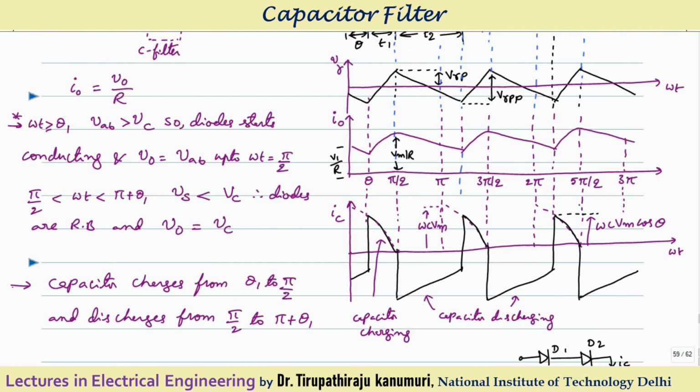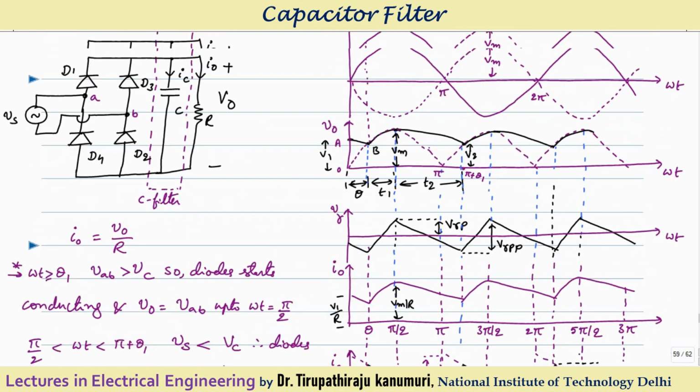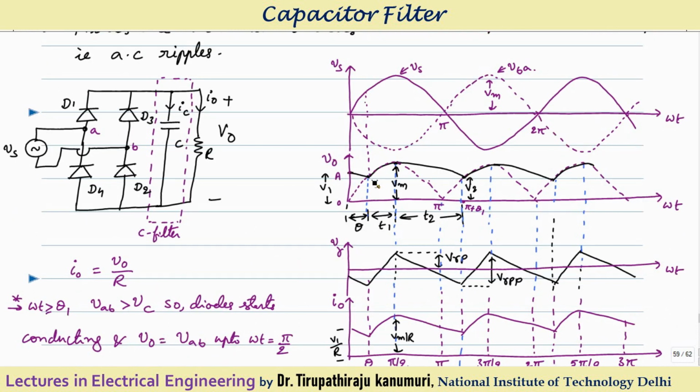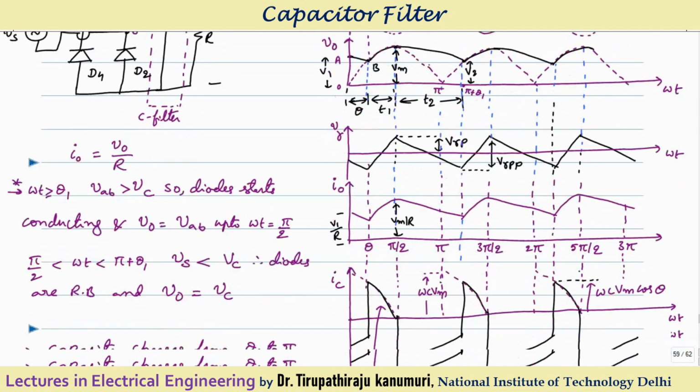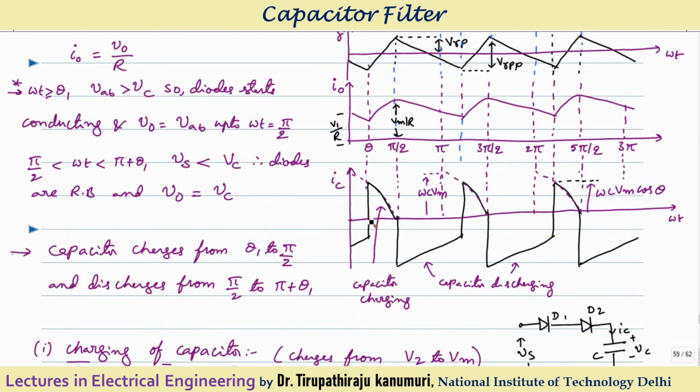So now coming to the capacitor. If you take the capacitor, you can see from the instant B, or at an angle of theta, the output is equal to your supply voltage and the capacitor will start charging. The capacitor will charge to the full voltage until it reaches the maximum value. The same thing I have represented here, and I am going to derive it.